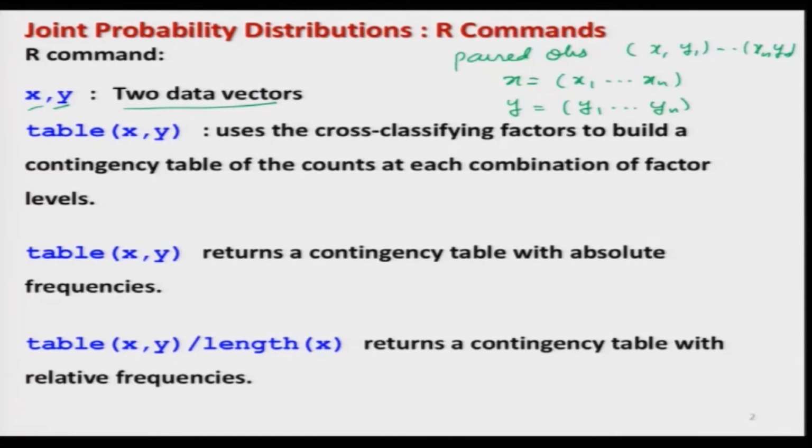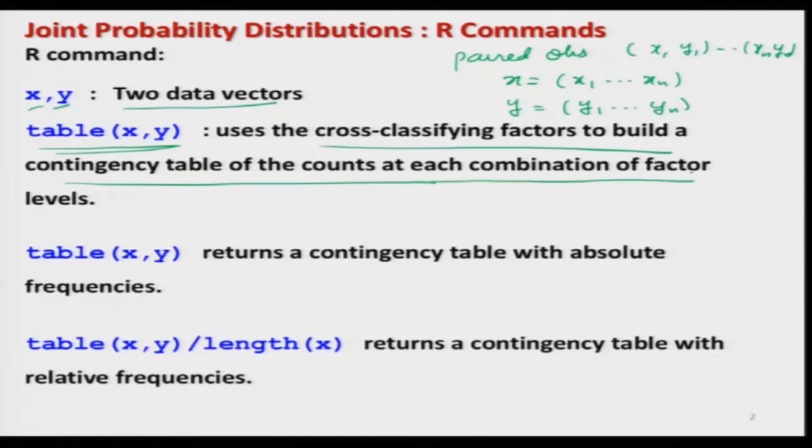Now, the command table(x, y) will create a table which cross-classifies the factors and generates a contingency table. It counts each of the combinations of the factor levels, the same way as you considered the example of mathematics and biology with respect to gender, male and female. The type of counting we did manually, it will conduct automatically. So the command table(x, y) will return a contingency table with absolute frequencies.